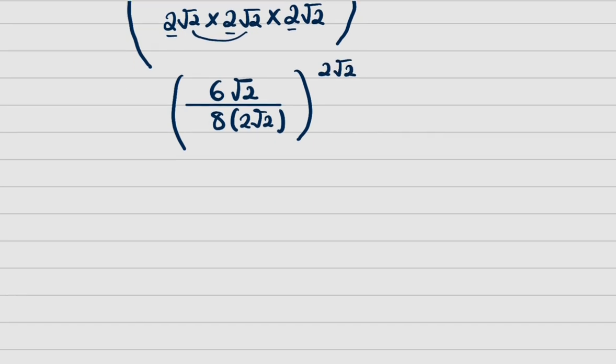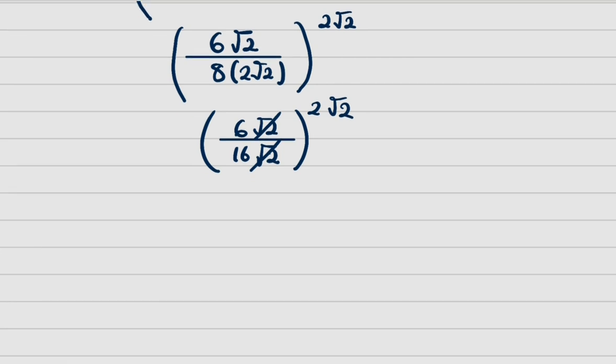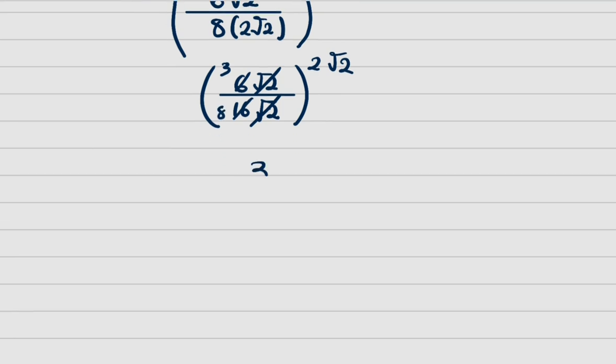Now, looking at this very well, you can decide to take off some things after you rearrange, so that you are going to have 6 root 2 all over 8 times 2 is 16 root 2. Then everything is raised to power 2 root 2. Now you can see this will cancel this out, so that I have 2 here is 3 and 2 here is 8. So that I'm going to have 3 over 8 all raised to power 2 root 2.